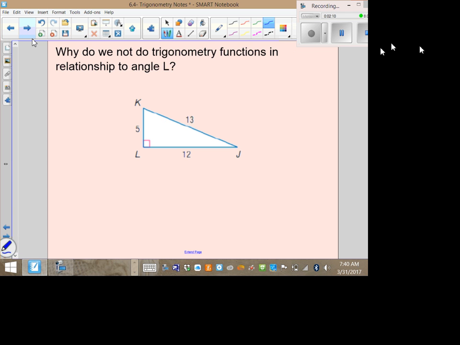So why do we not do trigonometry functions in relationship to angle L? That's because in this case, angle L is our right angle, and we would end up having two adjacent sides. We'd have an adjacent because they're both touching angle L, and then we'd have our hypotenuse. So we don't have an opposite side, so that does not work.